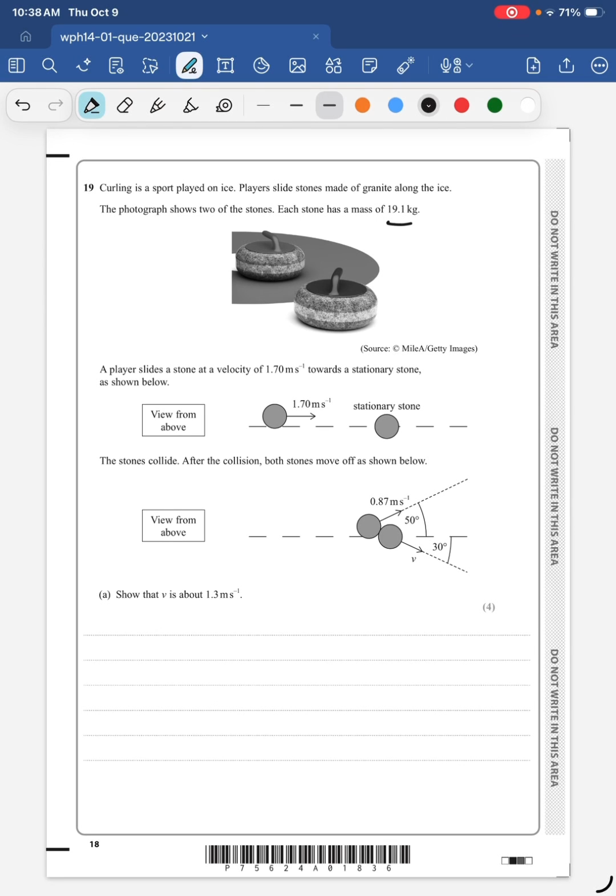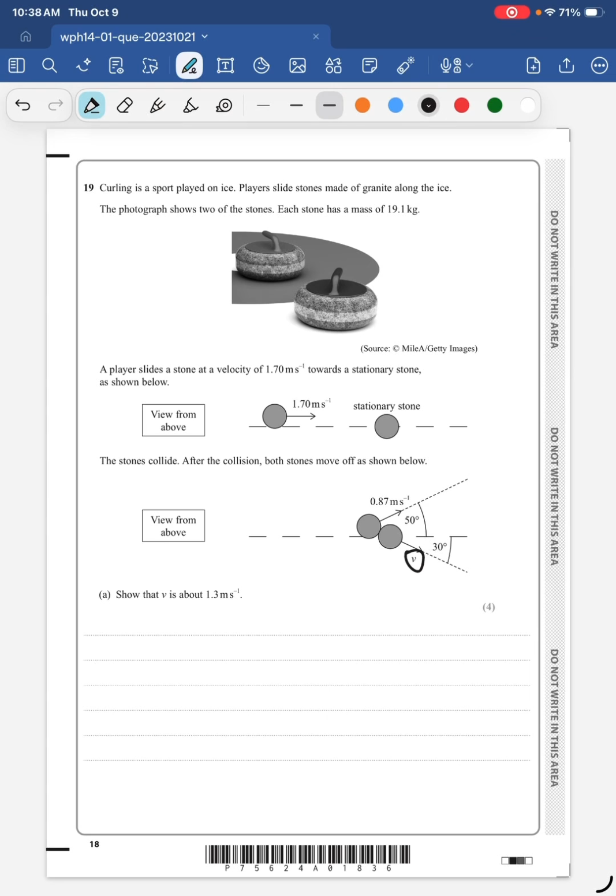Okay, so this involves collisions between equal masses, which is always nice. A player slides a stone at a velocity of 1.7 meters per second towards a stationary stone as shown below. The stones collide. After the collision, both stones move off as shown below. Okay, show that V is about 1.3 meters per second. Okay, so this is V, right?